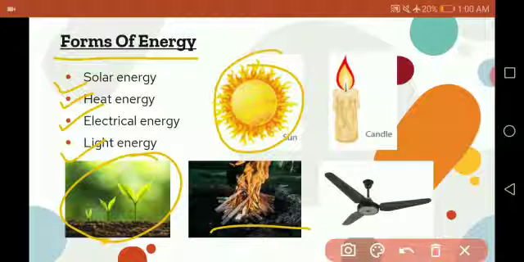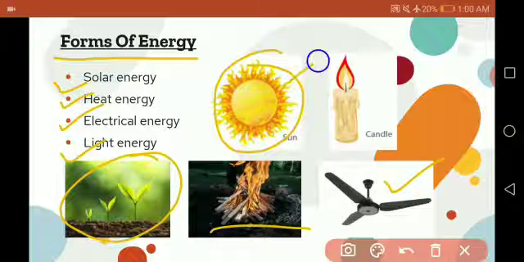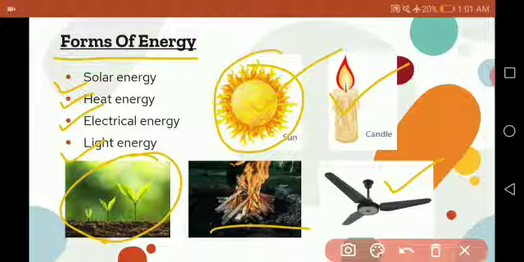Talking about electrical energy, it is made in power stations. It can make things move. Here we have an example of a fan. With the help of electrical energy, the fan is able to move. Light energy. Light energy can be obtained from the sun and from burning things like a candle.